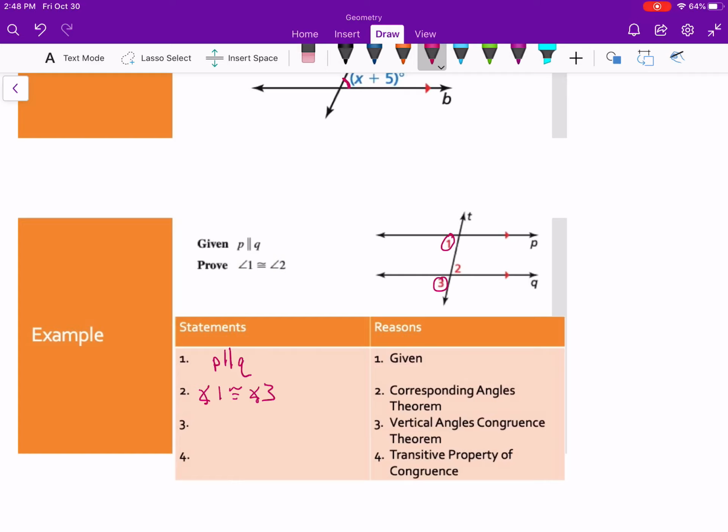Now I'm trying to get to angle 2, which is right here, and I see a special relationship between angle 2 and angle 3. I know that angle 2 is congruent to angle 3 because they are vertical angles, and vertical angles are congruent. And then notice I have two things congruent to angle 3, so I can use transitive property or substitution to say that angle 1 is congruent to angle 2.